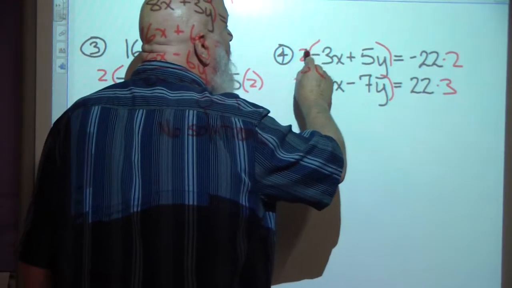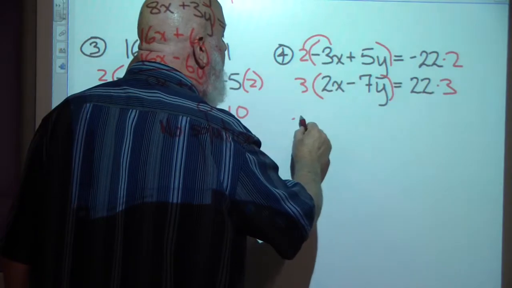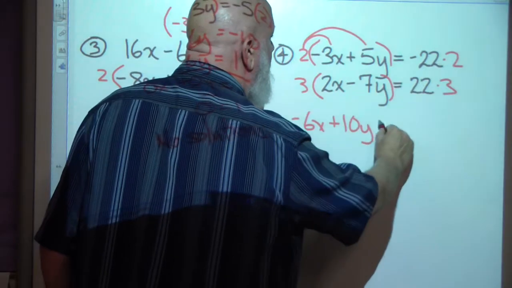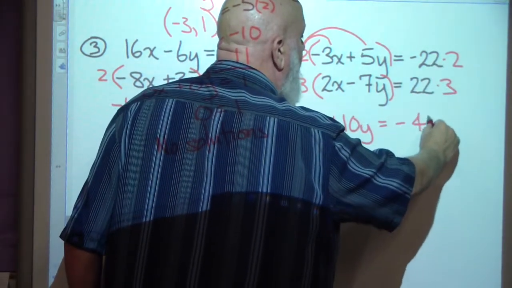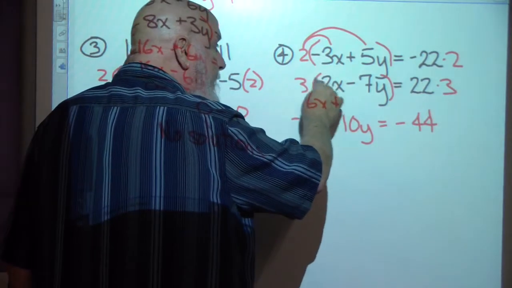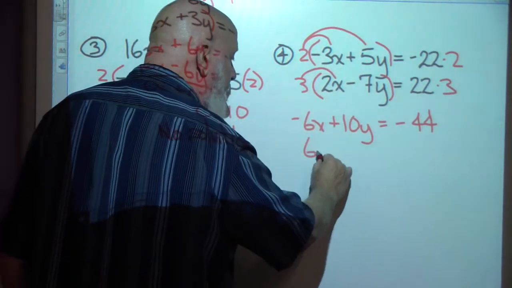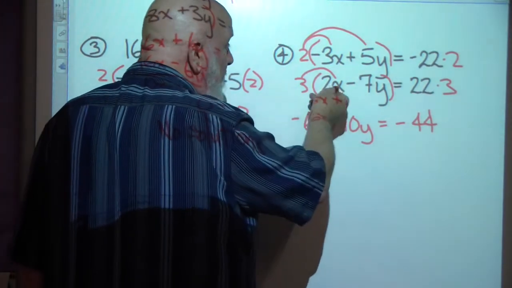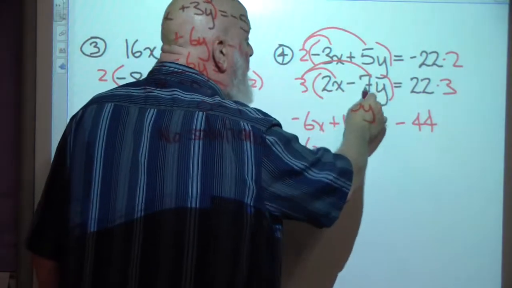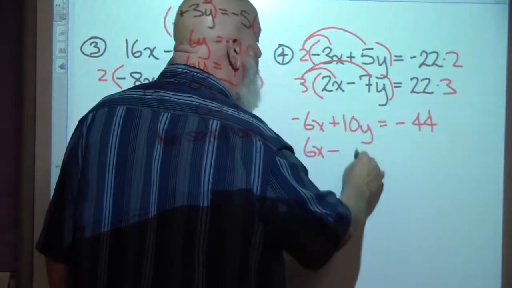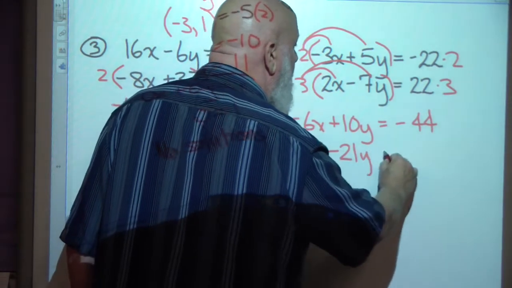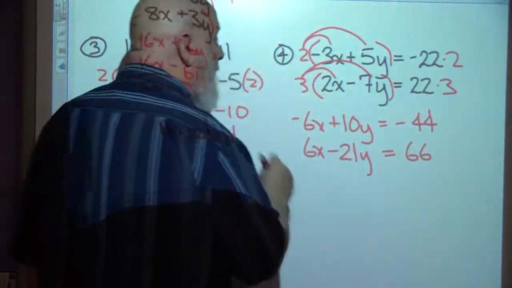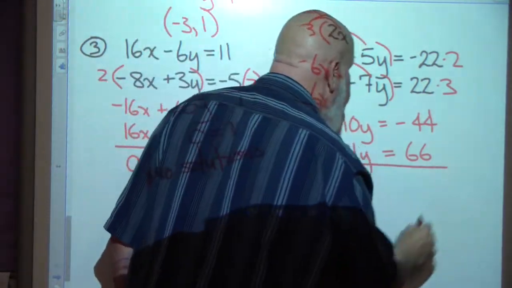So here we go. I'm multiplying this one by 2. That'll give me negative 6x plus 10y is equal to negative 44. Now I'm multiplying this one by 3. That gives me positive 6x. That's what I was shooting for, to get the coefficients of either variable to be exact opposites, and I chose x just randomly. Minus 21y, make sure I'm not messing up, is equal to, what is that, 66? That's step 1 done. Step 2 is add the equations together.